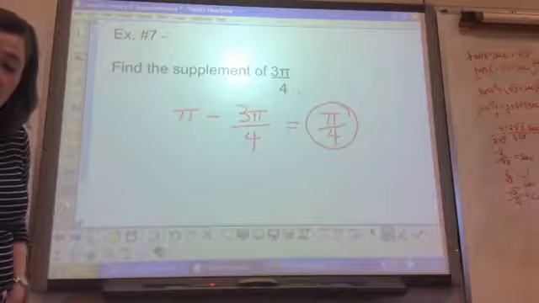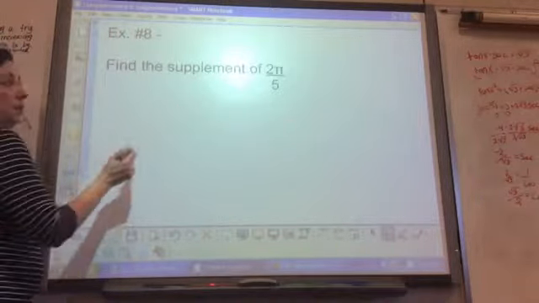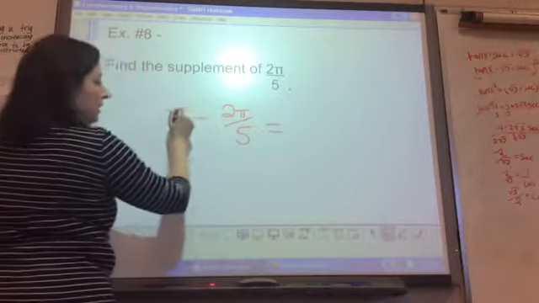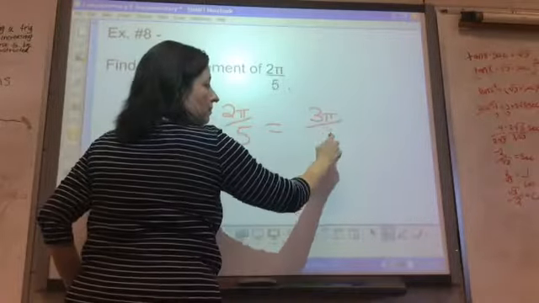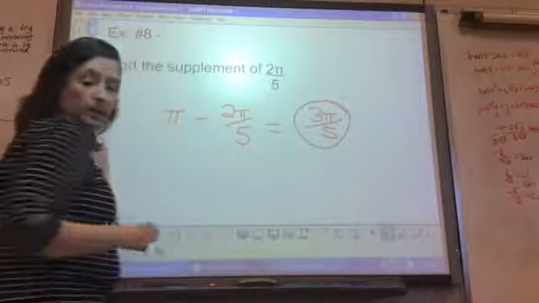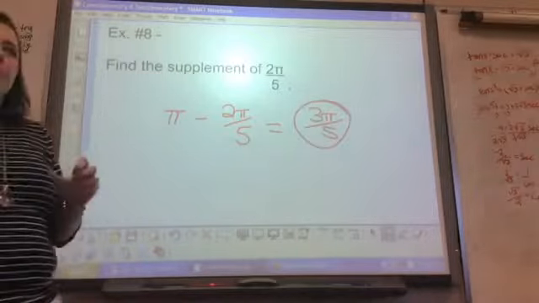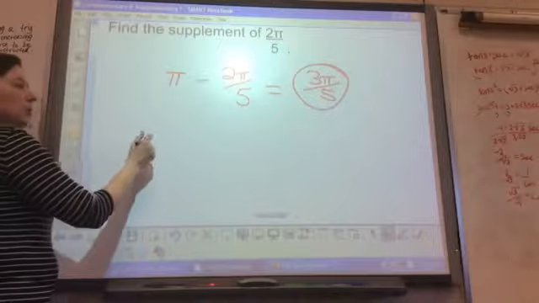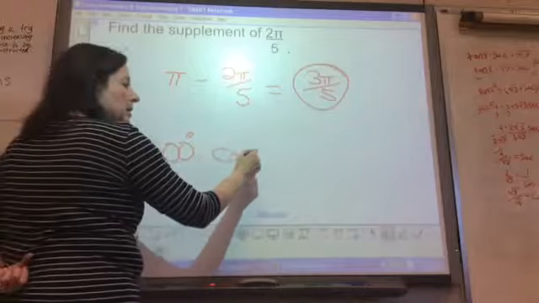All right, see what you get for the last one. Let me see. So pi minus 2 pi fifths. If you just want to look at it and think, 1 minus 2 fifths is 3 fifths. Or type it in. I know some of y'all like to do it in your head sometimes. Now, that's the last one, but I'm going to say what if. What if I have an angle that's 300 degrees, and I want to know the complement?